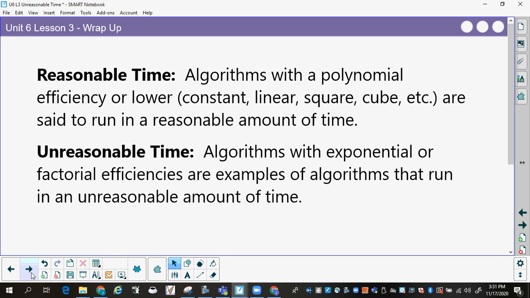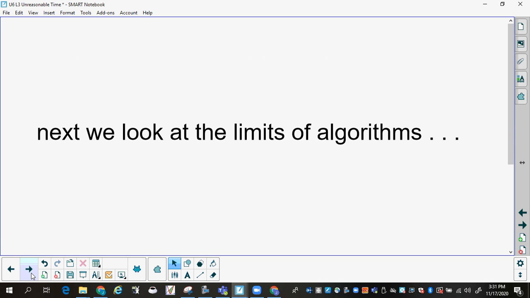Unreasonable time, algorithms with exponential or factorial efficiencies, are algorithms that just run in an unreasonable amount of time. The potential is there to essentially never complete the running of the program in a normal lifetime. It's just unreasonable. Next up, we're going to look at the limits of algorithms.